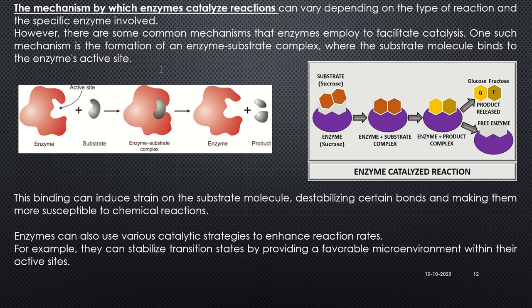One such mechanism is the formation of the enzyme substrate complex, where the substrate molecules bind to the enzyme at the active site. So you can see in this scarlet color the enzyme is given. Here is the active site, plus S, this kidney-like structure, the substrate. It will bind like this, forming the enzyme substrate complex.